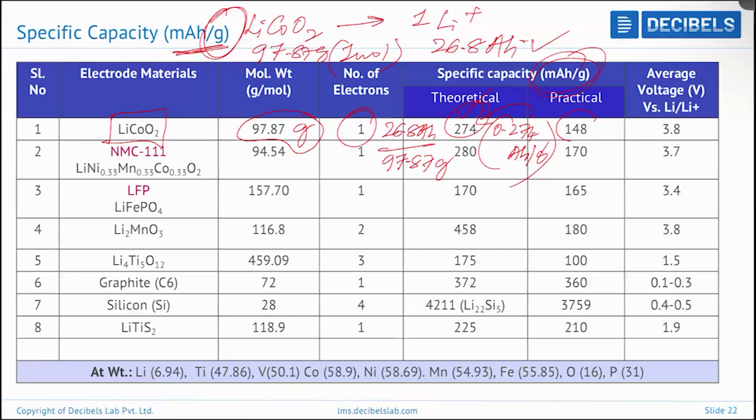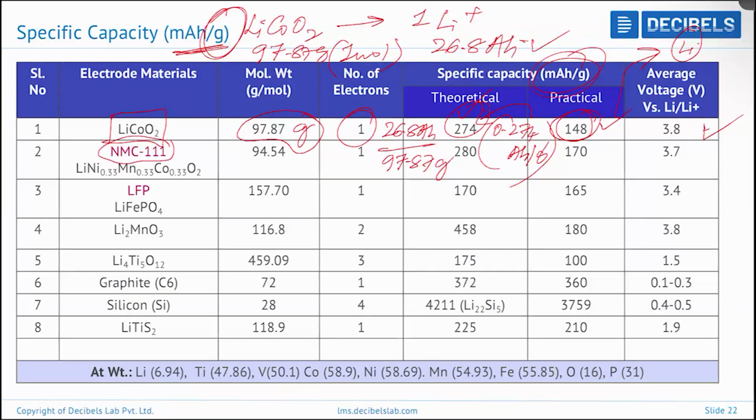So therefore we can expect only 148 milliampere Ah practically. You can calculate how much lithium you can extract, and how much lithium remains in that matrix. That can be calculated, and this is the voltage with respect to lithium for LiCoO2, 3.8 volts.